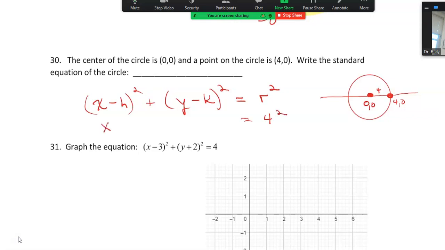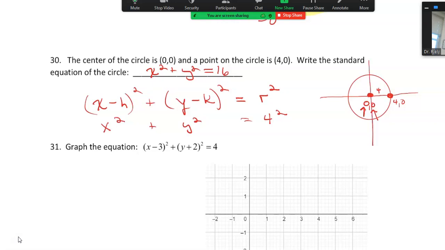So the h is the x in the center. So x minus 0 is the same as just plain x, and square it. Y minus 0, which is for the y value over here, is the same as just plain y, and square it. And then 4 squared is 16. So I can write x squared plus y squared equals 16. And I can do that because the circle is centered on the origin, or the 0, 0 mark.